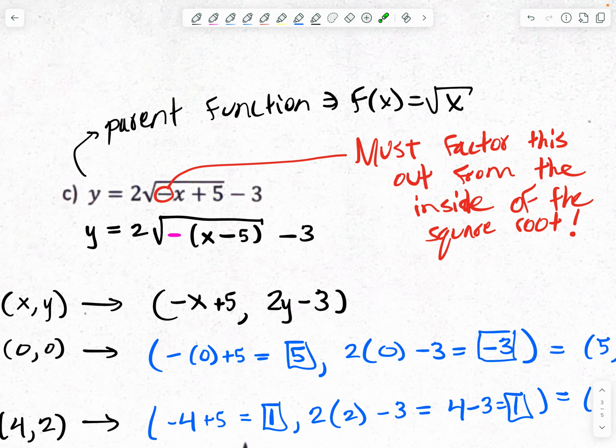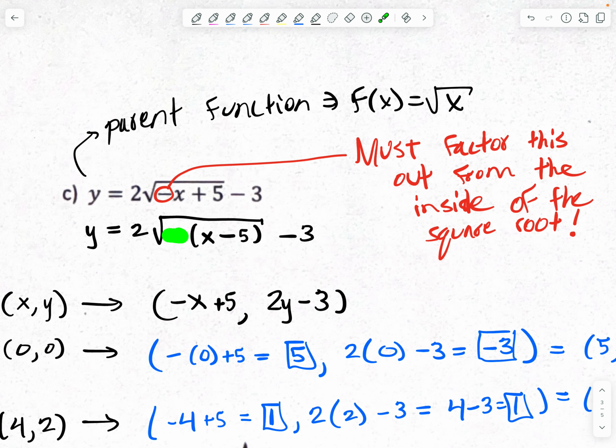What you have to know, regardless, is if there is a coefficient or a sign on the x inside the square root, or inside the input of the function, I have to factor that whole thing out. So here I'm factoring out a negative, and in the bracket I get x -5. Now this corresponds to the correct translation horizontally, okay?